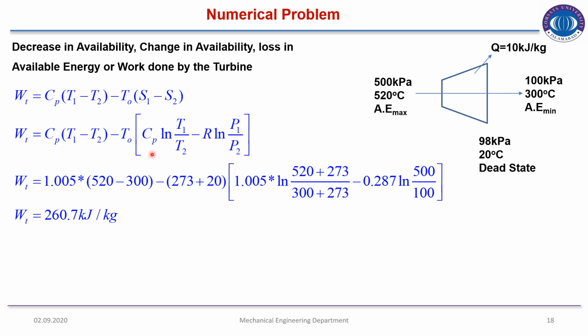As you can remember, we have calculated three different forms of change of entropy value for ideal gas, and as air is an ideal gas, we can use either of them. I've already told you that one relation was between temperature and pressure, the other between temperature and volume, and the third between pressure and volume. We will use the relation according to the data provided in the numerical. In the current numerical we have been given the values of temperature and pressure, so we'll use this change of entropy for ideal gas relation. We know the values of T1, T2, T naught, Cp, natural log, and R for air. So the work done in the turbine is 260.7 kilojoule per kg.